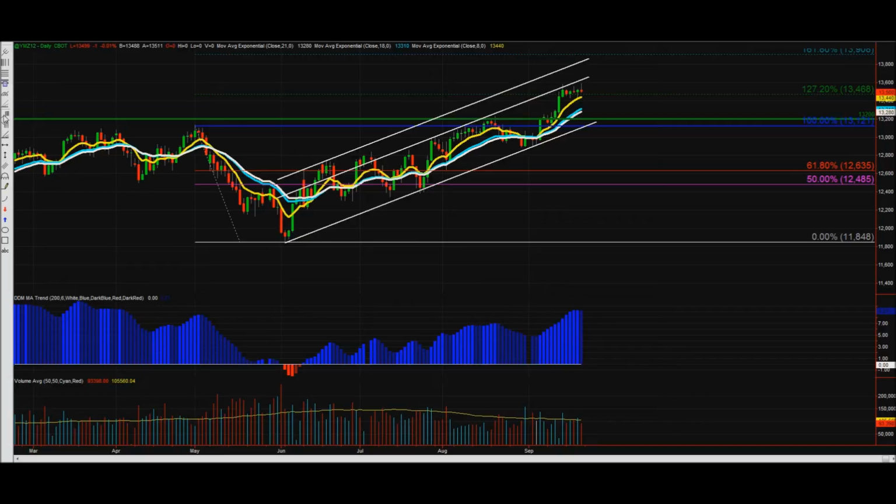So let me redraw that. I want to look at a projection of this low to this high and project it from this low here, and you can see that the distance traveled in the market from this low to this high is symmetrical with the move from this low to this high.